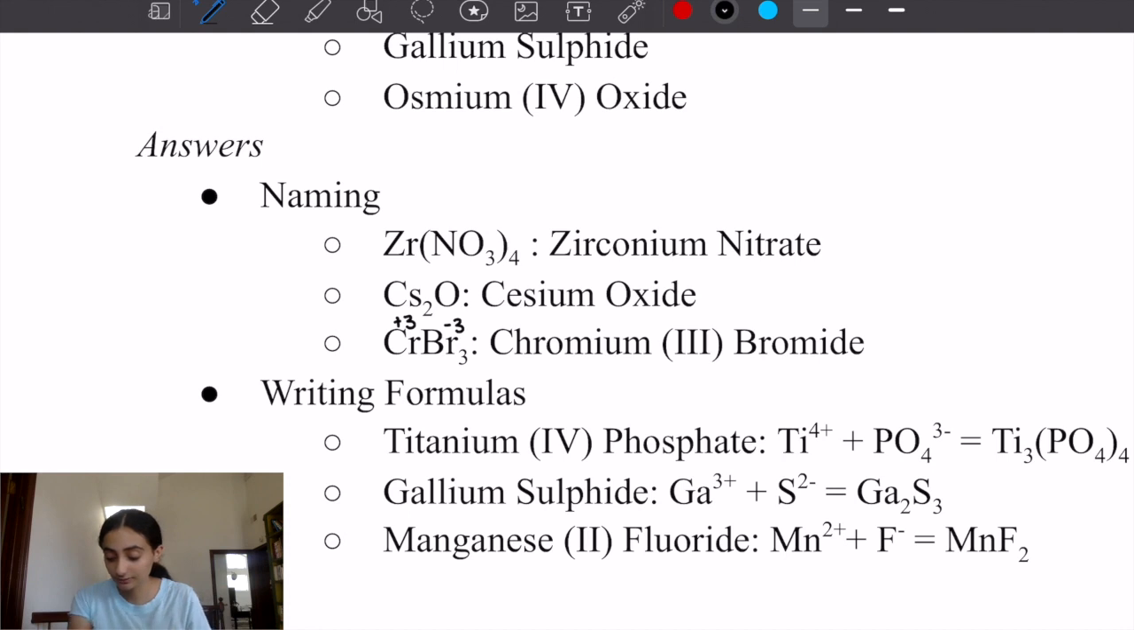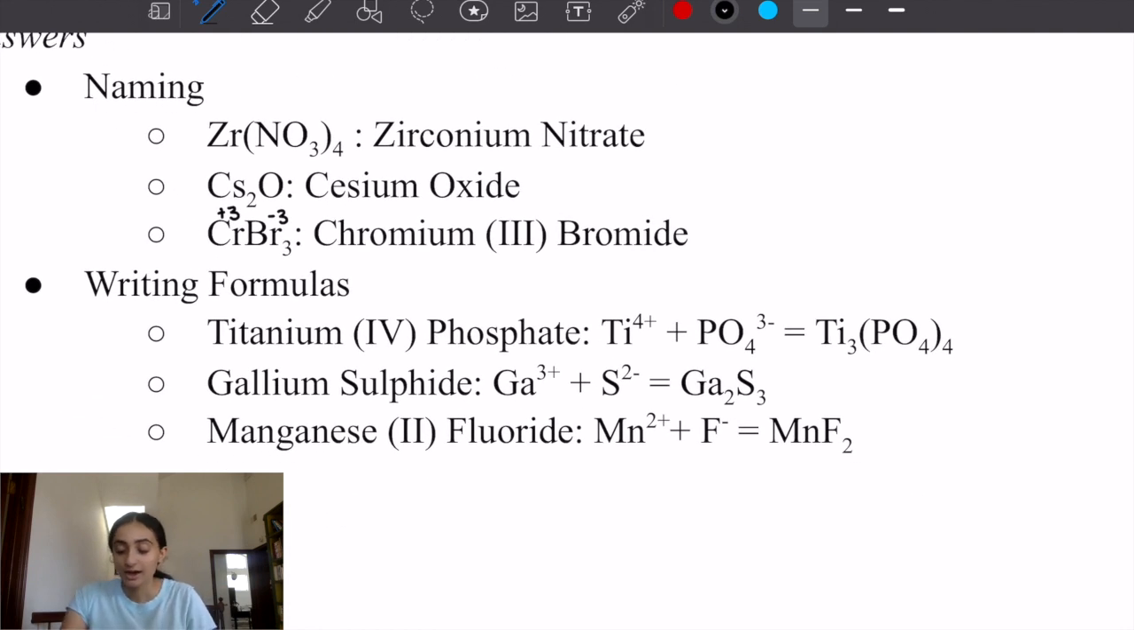Now we're going to do the writing the formulas. So I just followed the same steps that I discussed earlier when writing the formulas. So we have titanium(IV) phosphate. This has a multivalent metal as the metal and a polyatomic ion. So we know titanium is going to have a +4 charge, and phosphate has a 3- charge.